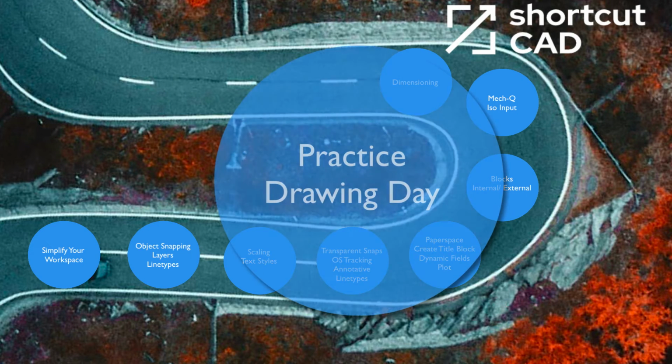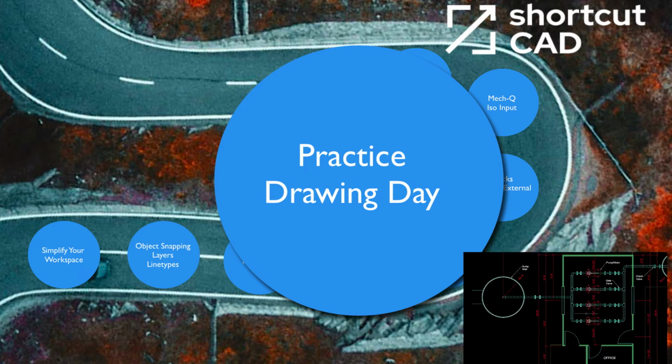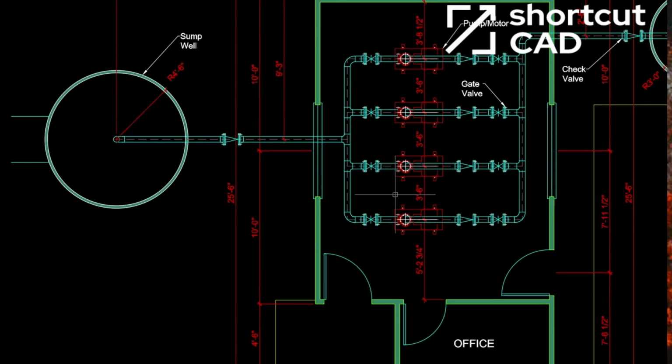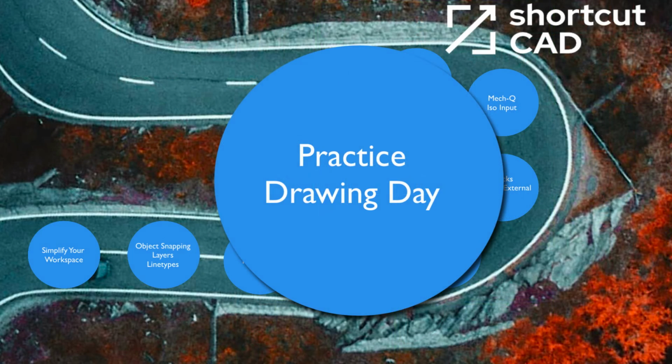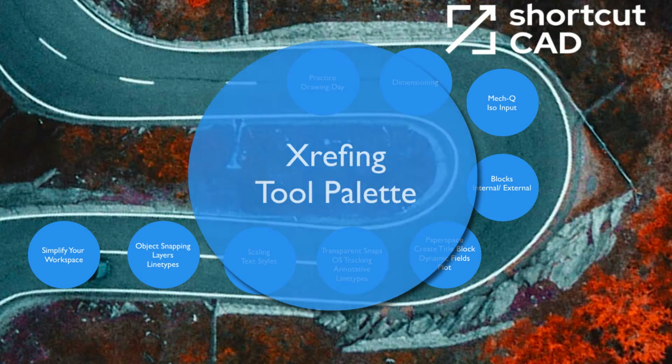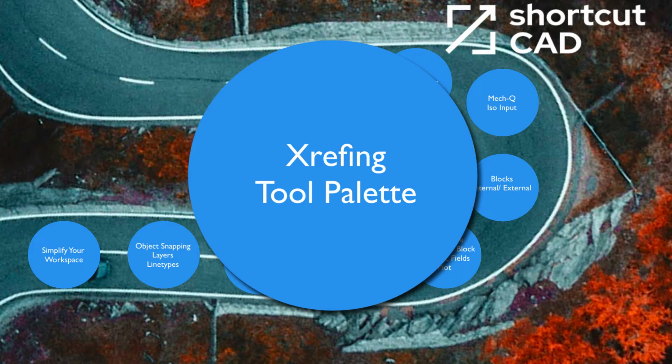In the ninth module, it's really all about just practicing the commands that we've learned so far. We'll be bringing in some 2D piping elements, and then we'll be copying, moving, and mirroring those elements around in order to create our layout. In the 10th module, I'll explain what XREFing is, and we'll practice XREFing in our detail. Then I'll be introducing you to the tool palette, and we'll create an electrical layout based on some blocks that we'll be creating in this module.